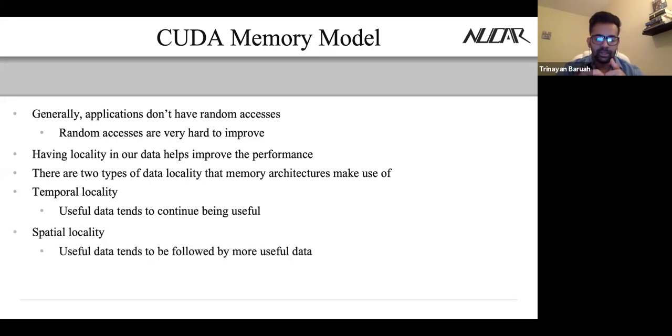So the concept is that useful data tends to be followed by more useful data. For example, if you have an array and you access x[0], then there's a chance that you're going to access x[1], x[2], and so on. So this is spatial locality, because in memory, x[0], x[1] would be laid out consecutively to each other. So useful data tends to be followed by more useful data. And even in general concepts, the caches would take advantage of these two types of locality, temporal and spatial locality.